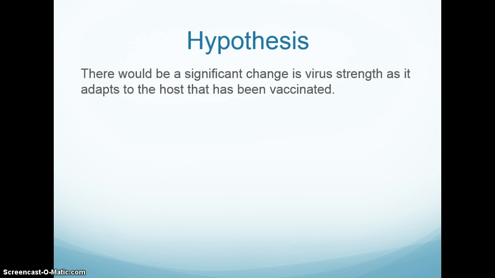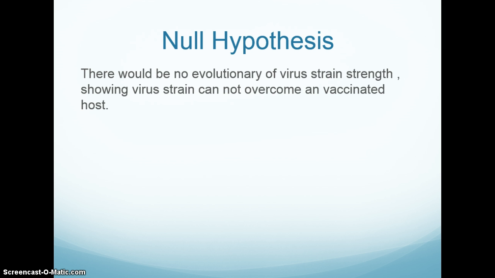My hypothesis is that there would be a significant change in virus strain as it adapts to the host that has been vaccinated. Basically, the virus will overcome the immune response of a vaccinated host and evolve into a stronger strain of virus. My null hypothesis is that there would be no evolutionary change of the virus strain, showing that the virus strain cannot overcome a vaccinated host, basically saying that the virus does not increase in strength, but more so is susceptible to the immune response.